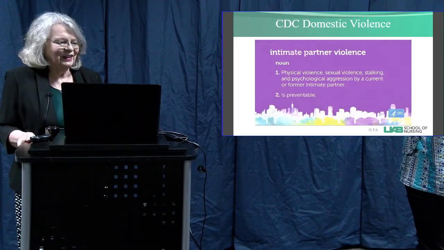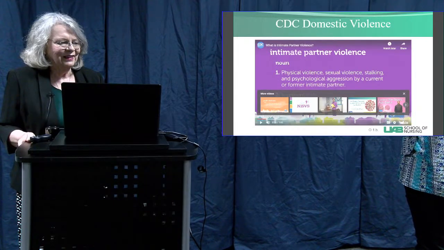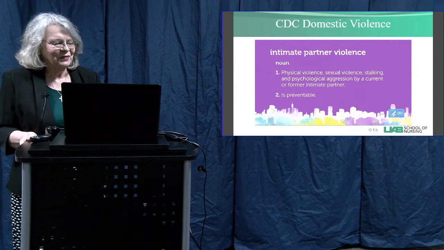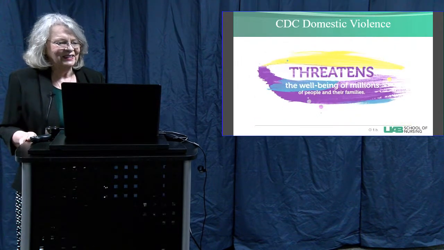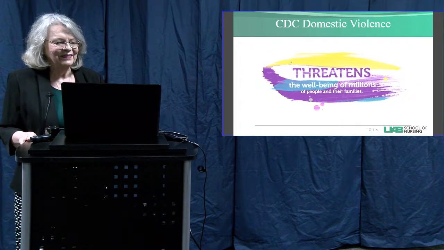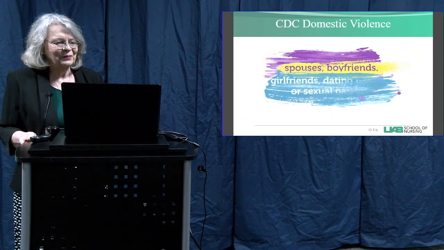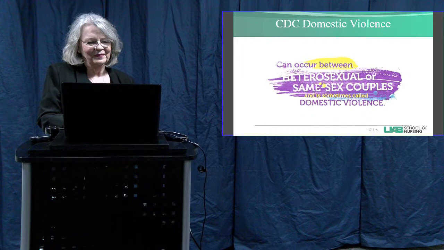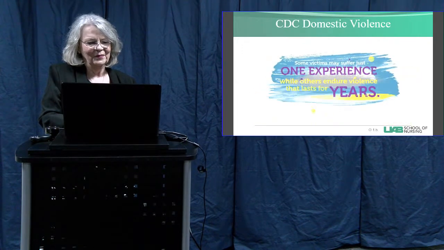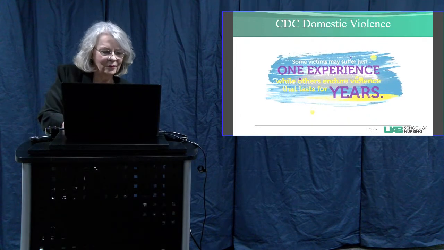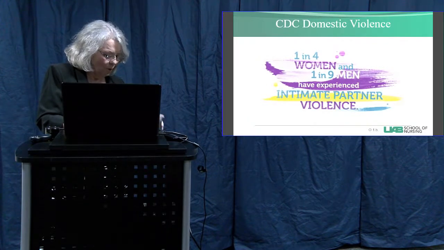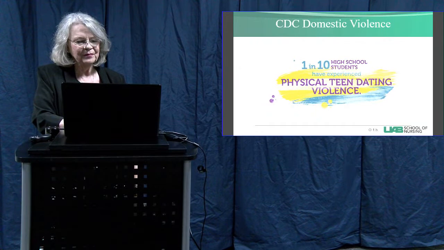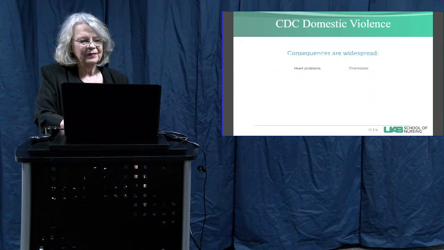Intimate partner violence is defined as physical violence, sexual violence, stalking, and psychological aggression by a current or former intimate partner, and is preventable. Intimate partner violence threatens the well-being of millions of people and their families every single day. Intimate partners may include current or former spouses, boyfriends, girlfriends, dating partners, or sexual partners. Intimate partner violence can occur between heterosexual or same-sex couples. Some victims may suffer just one experience, while others endure violence that lasts for years. 1 in 4 women and 1 in 9 men have experienced intimate partner violence in their lifetime. And 1 in 10 high school students have experienced physical teen dating violence, which is a form of intimate partner violence. Intimate partner violence consequences are widespread.